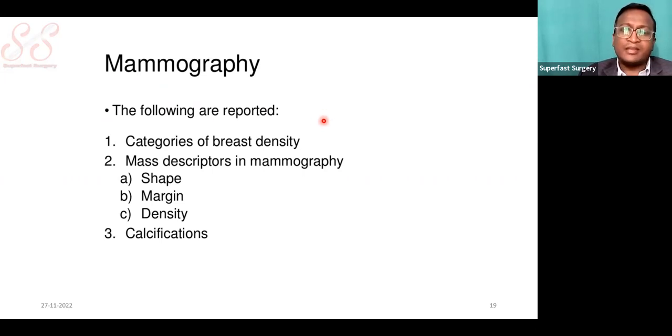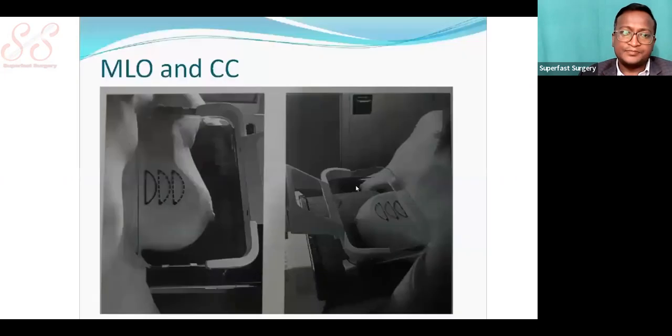So the following points should be reported while giving the mammography report. That is the category of the breast density, the mass description, shape, margin, density, and calcification. So we'll discuss each of them one by one. So this is how they take a mediolateral oblique view and craniocaudal view.